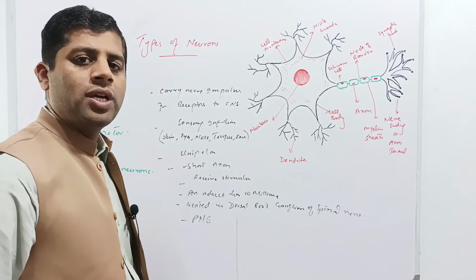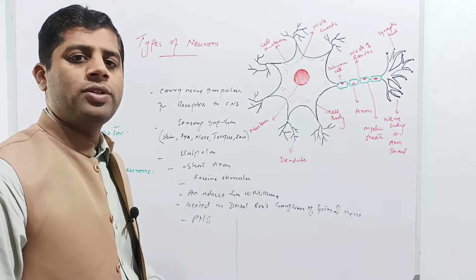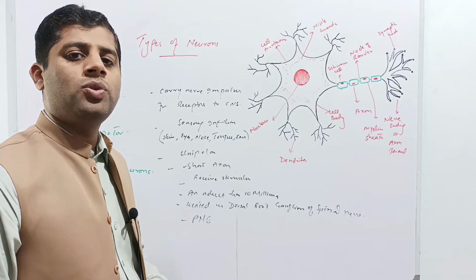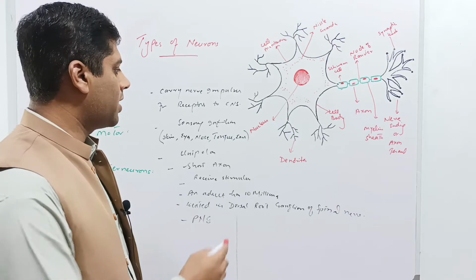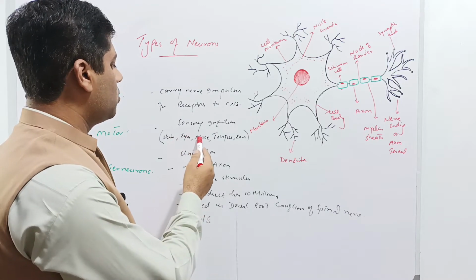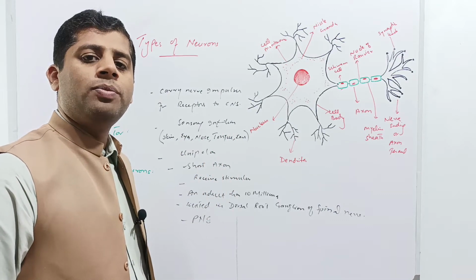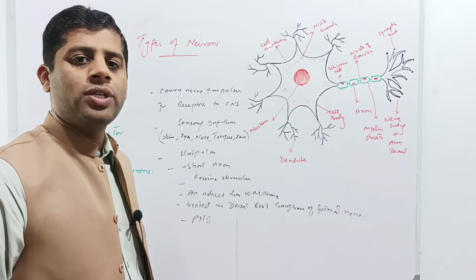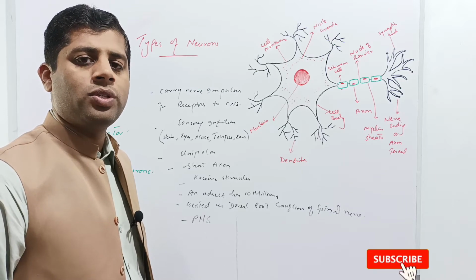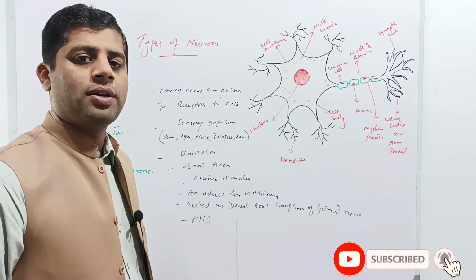These are the neurons which carry nerve impulses from receptors to the central nervous system, and these neurons usually carry the sensory information from different sense organs like skin, eyes, nose, tongue, ears. These are the 5 sense organs of the body, and the information or impulses are called sensory information, which are directly conveyed by the sensory neurons to the central nervous system, the brain and spinal cord.